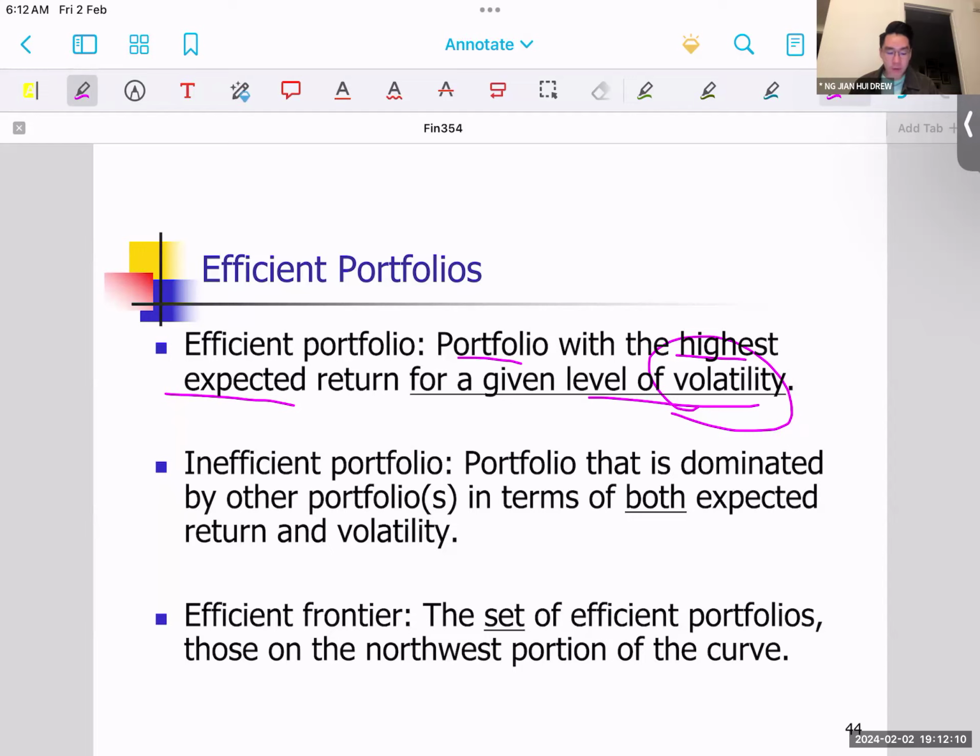And so an efficient portfolio has the highest expected return. An inefficient one, of course, is not very efficient, with less return, for a given volatility. Now, we have this thing called an efficient frontier, and this word frontier is important because we're going to see a graph in the next few slides and see where the frontier is. The frontier is focused on the northwest portion of the curve. I'm going to put a star here. So just hold that thought for a while.